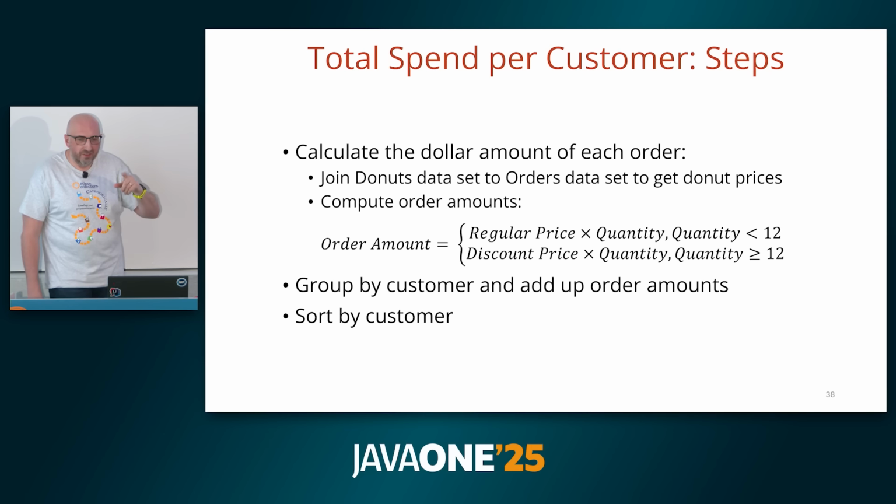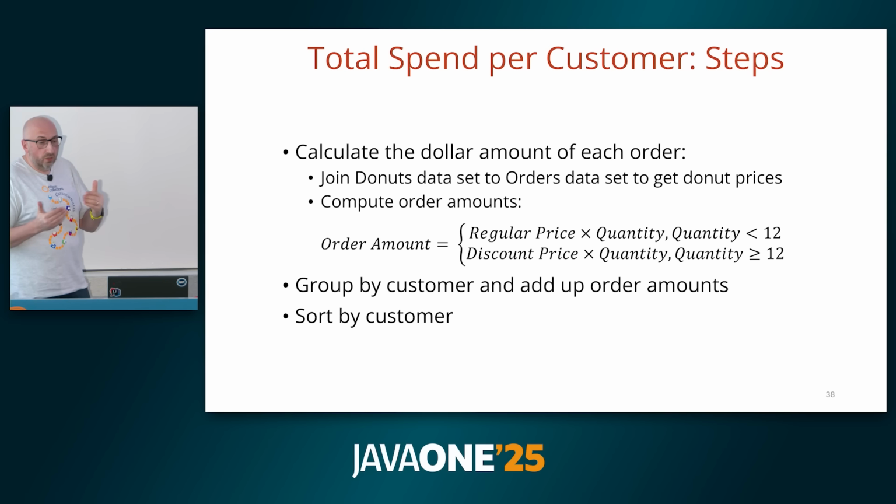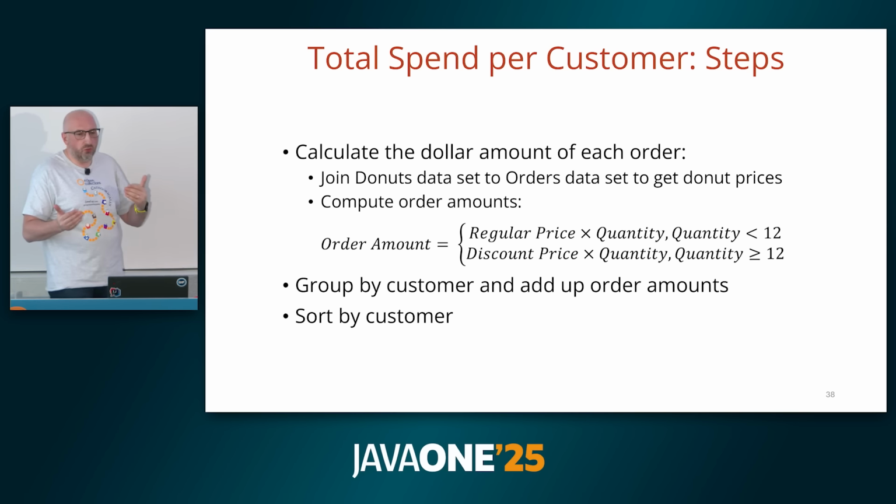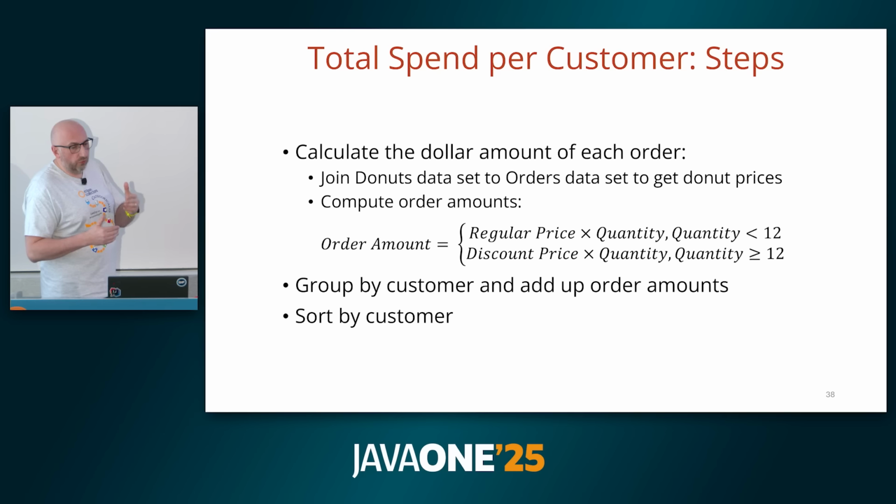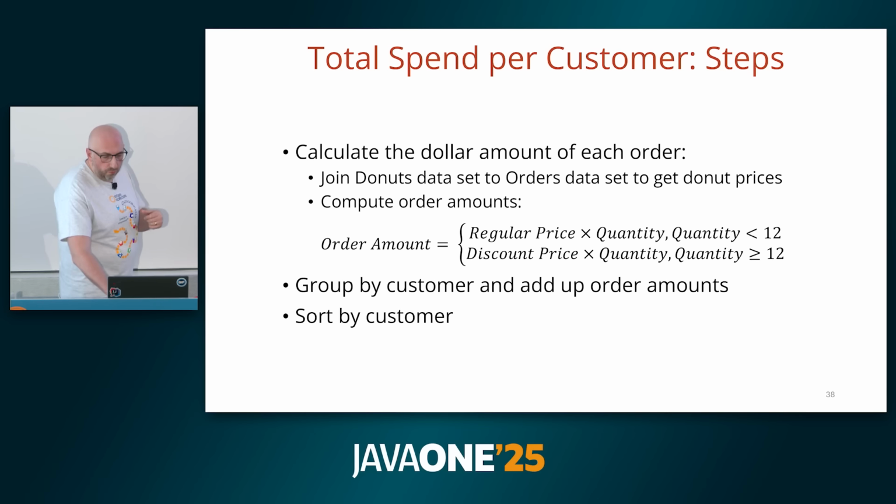So, OK, total spend per customer. To calculate a dollar amount of each order, again, it helps to think as if we were in the relational universe, right? We join donuts to orders to get donut prices. And then we compute order amount based on the order size. We use regular price for small orders. We use discount price for larger orders. And then group by and add up.